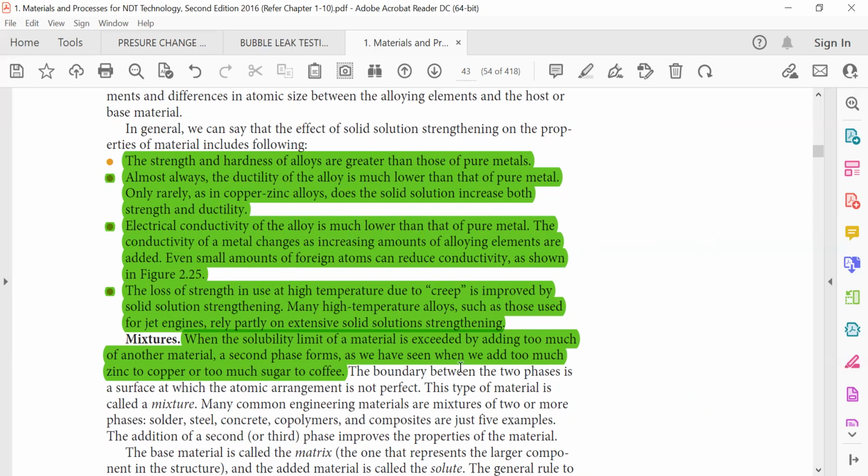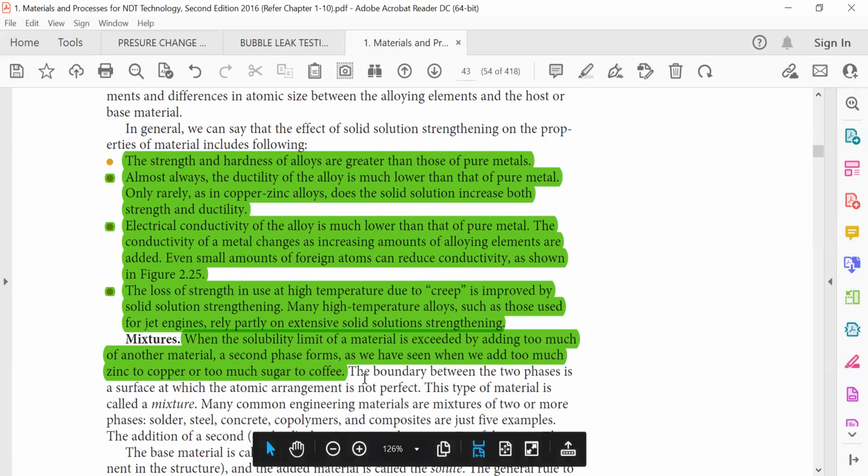Mixture: when the solubility limit of a material is exceeded by adding too much of another material, a second phase forms. As we've seen, when we add too much zinc to copper, or too much sugar to coffee.